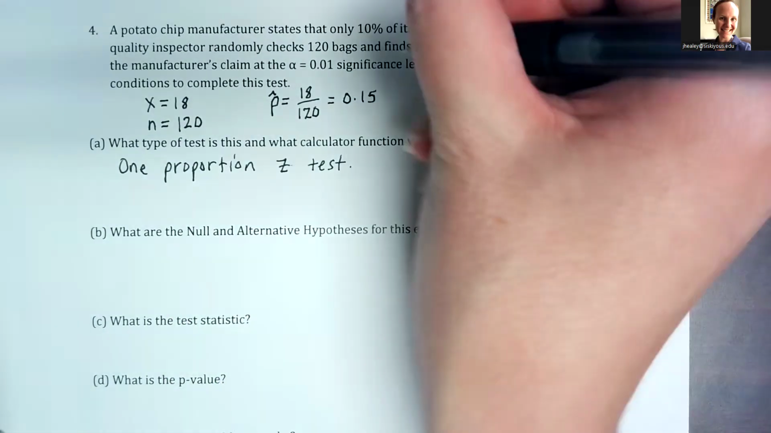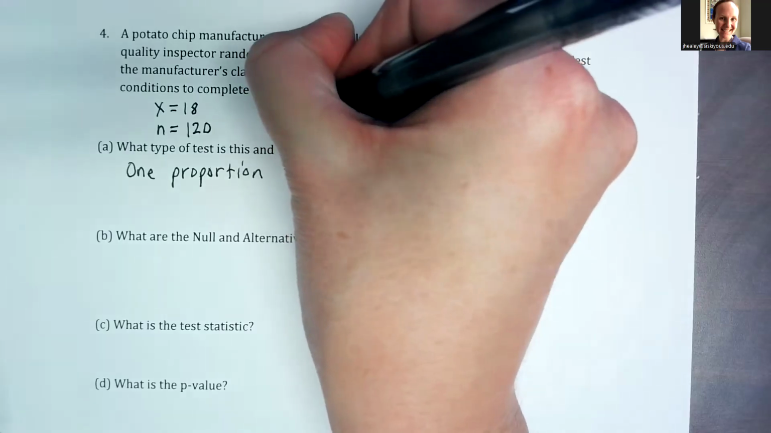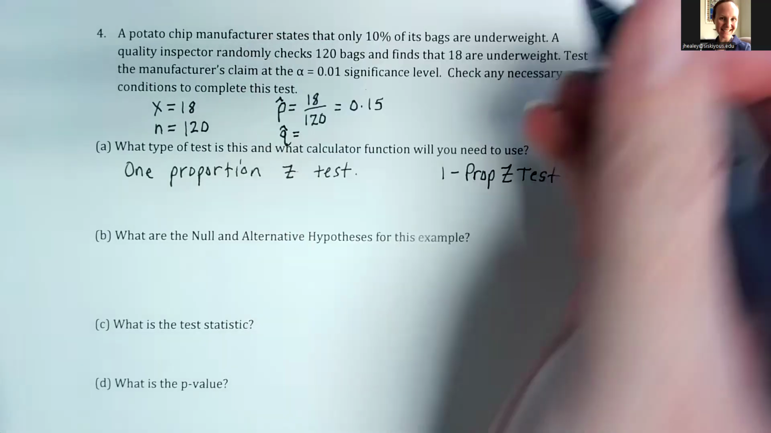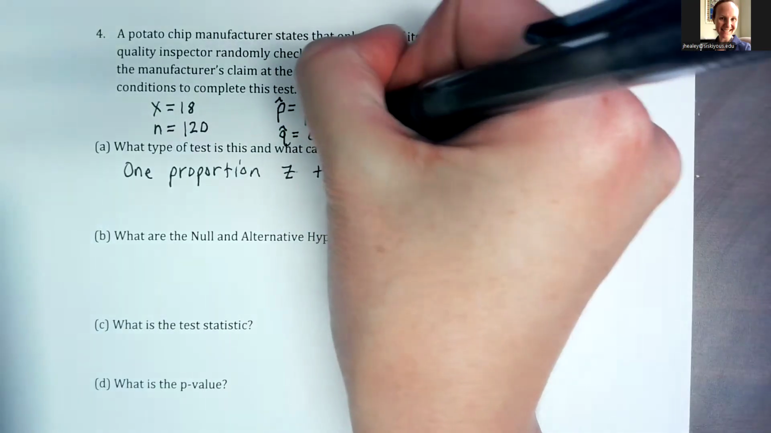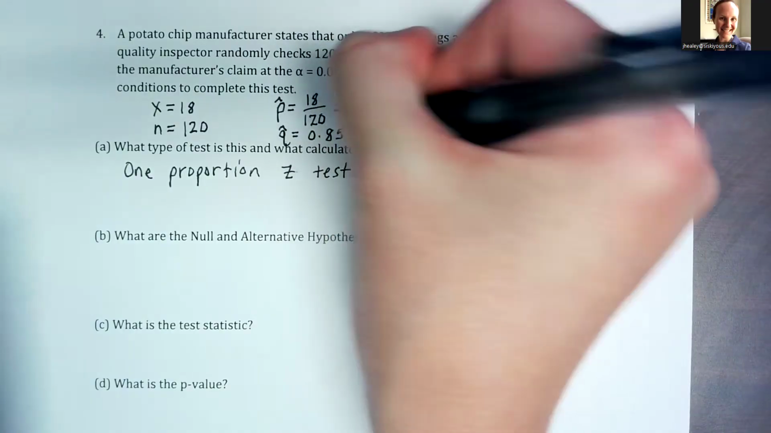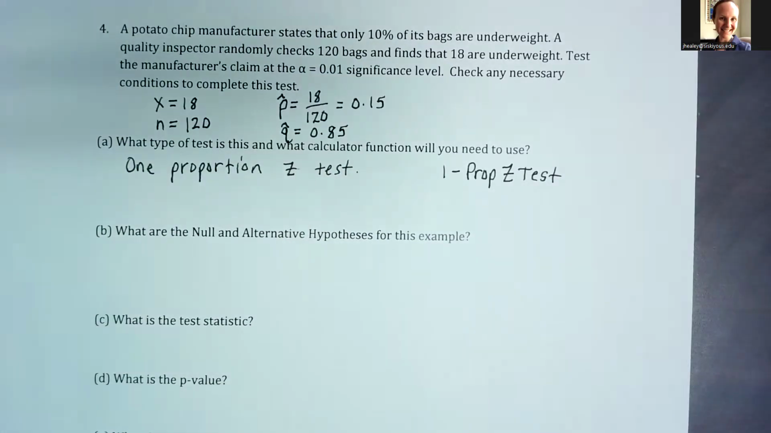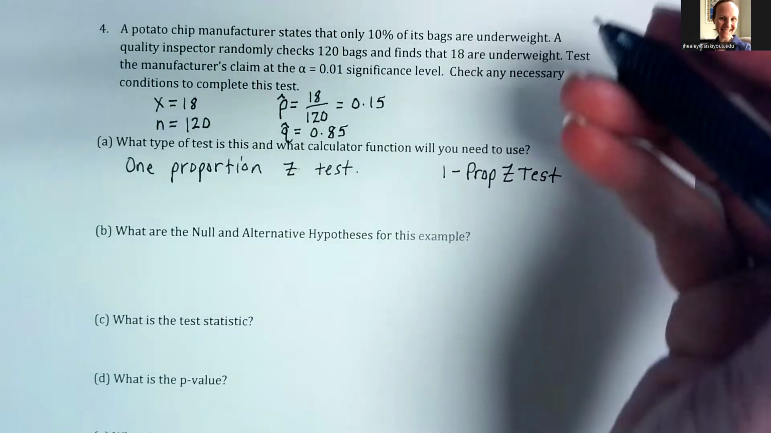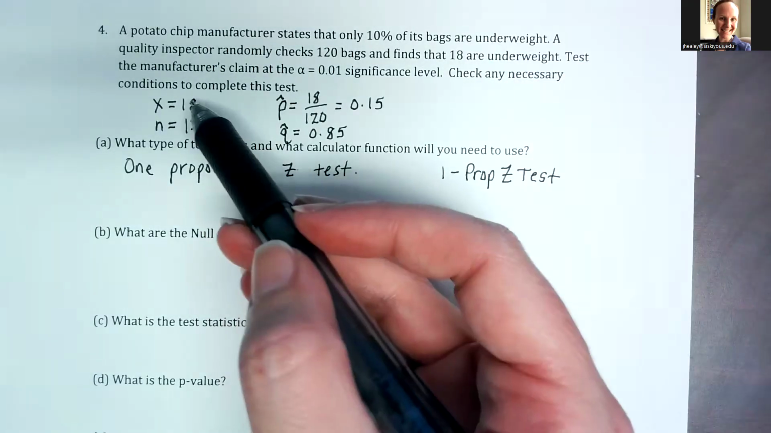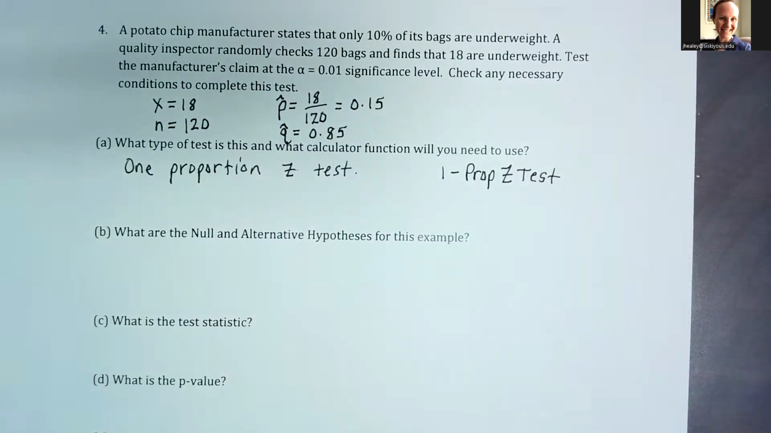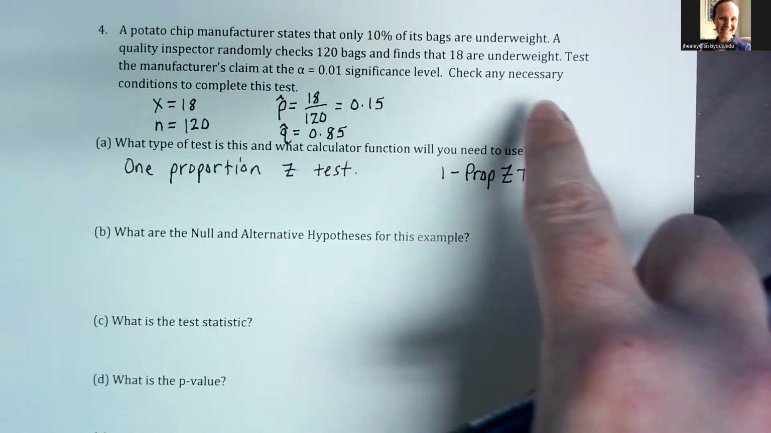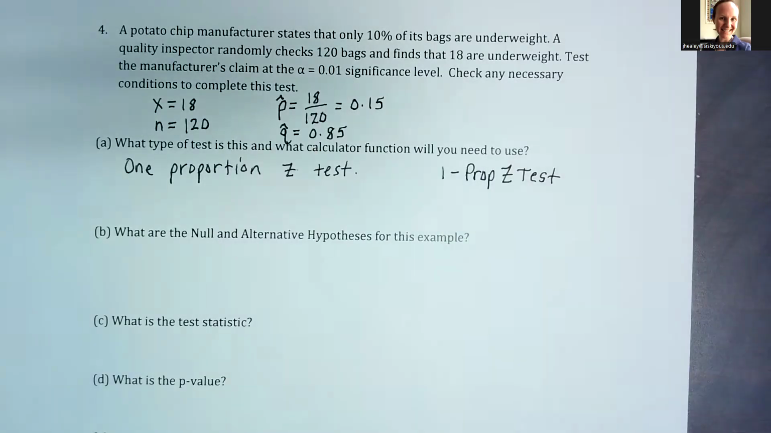But then we also need to check the q hat. Remember, we can get the q hat by doing 1 minus the p hat. So 1 minus 0.15 is going to give us 0.85. We're going to multiply that by n as well, which is 120, and we get 102. So both n times p hat and n times q hat are bigger than 5, so we've checked to make sure that we're allowed to do this test.